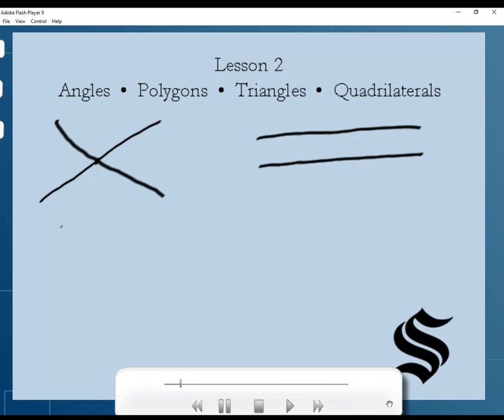If the two lines cross in such a way that they form a right angle, these lines are called perpendicular. Perpendicular. The places where they cross are right angles. If you have two right angles together, like this, right angle here and right angle here, this is called a straight angle.